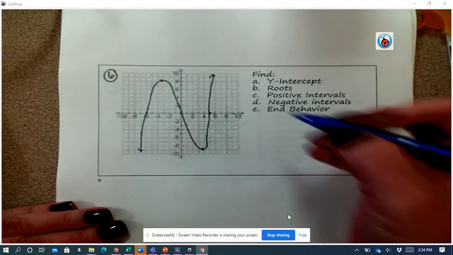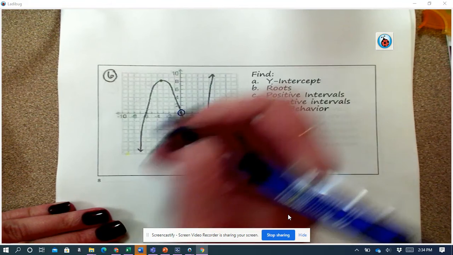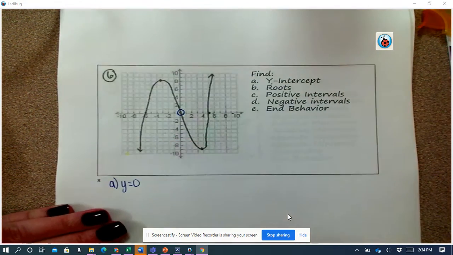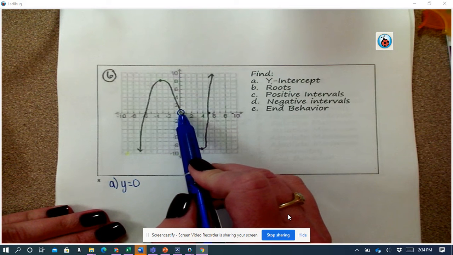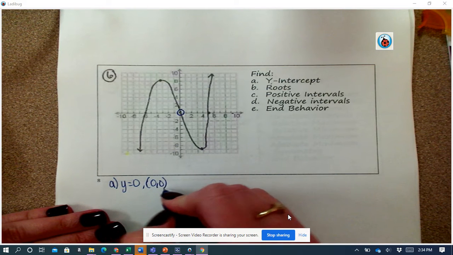Number 6, we're going to find the y-intercept. The y-intercept is where the graph crosses the y-axis. So for A, you could write it as y equals 0, because that y value is 0 there, or you could write it as the point (0, 0).